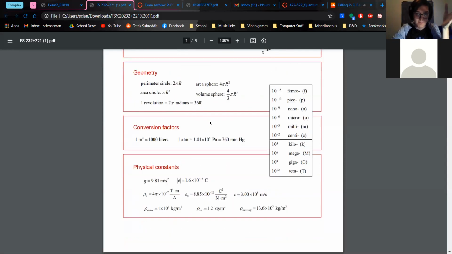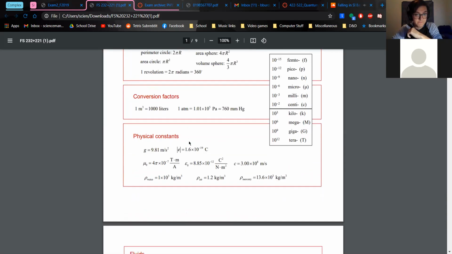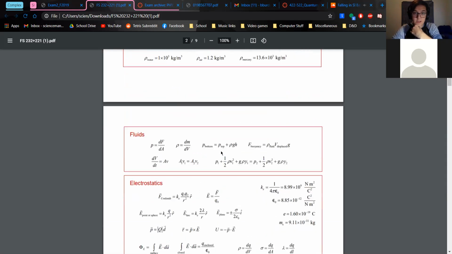I will skip the first page. Just keep in mind, you don't need to memorize all these powers of tens. They'll often give you microfarads for units of capacitors. You don't need to memorize what micro is. You have the power of 10 right here. So that's a useful table. Also, the geometry stuff will come into play, especially the perimeter of the circle, when we use Ampere's law. And then they've got some useful physical constants here.